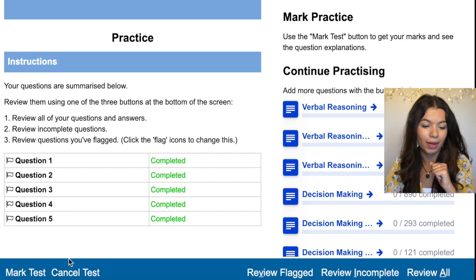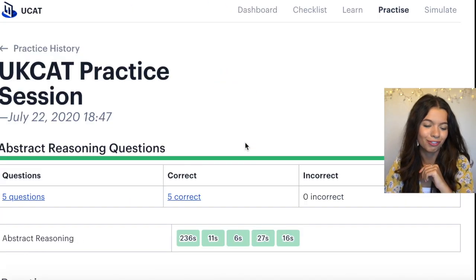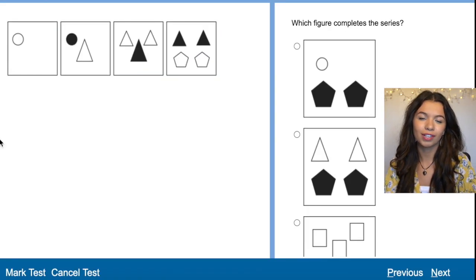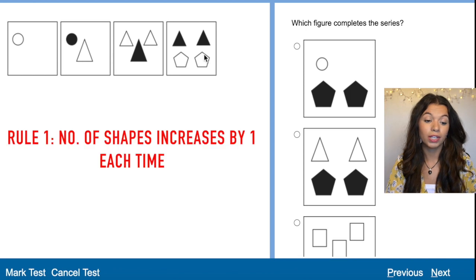And again, we're just going to go ahead and mark the test. Fingers crossed. Hey, got them all right. Okay, next question. Okay, so here we've been given a sequence, so a type 2 question. Without even doing anything, obviously I can see that the number of shapes is increasing by 1 each time. That's pretty straightforward. So here it's 1, 2, 3, 4. So we know that the next figure in the series will have to have 5 shapes.